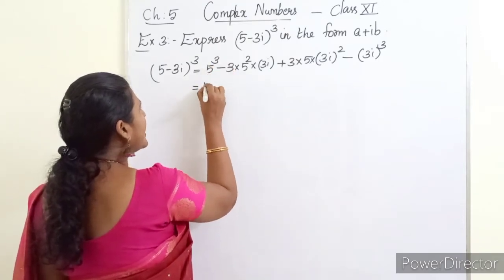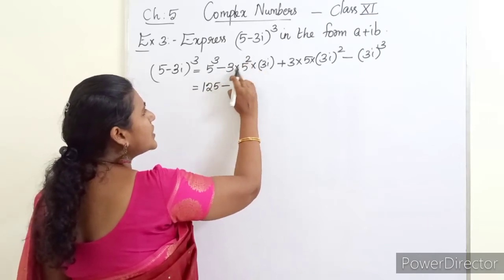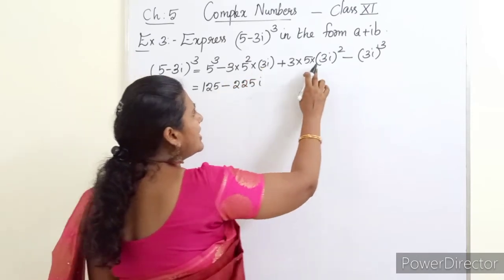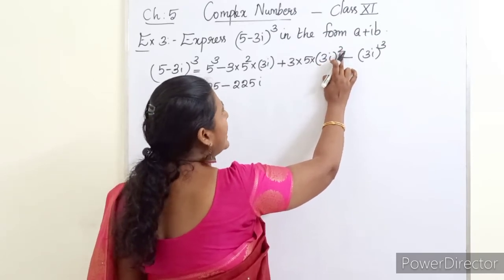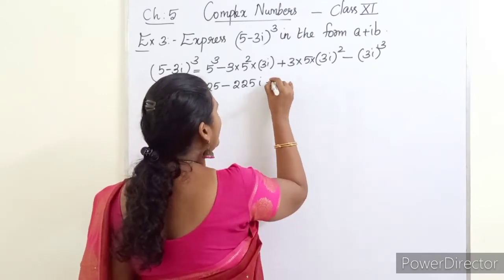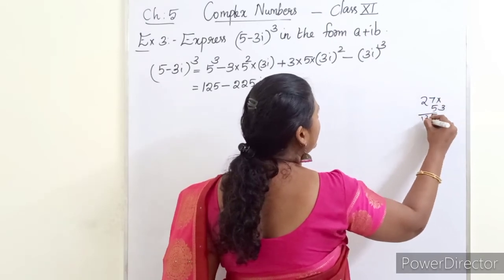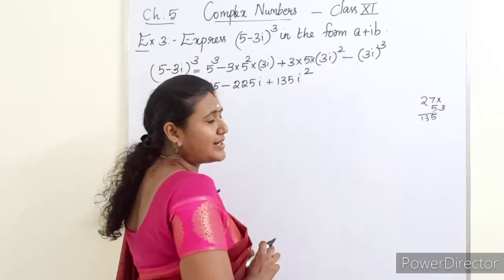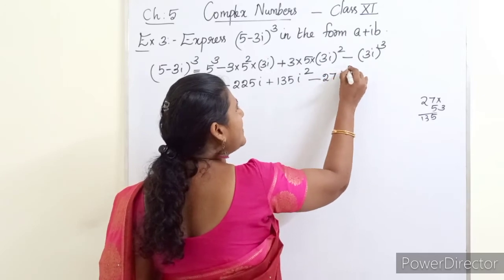Now we will simplify. 5 cube is 125 minus, here we will simplify 25 into 3 into 3, that is 225i. Here 5 into 3 into 9. 3 square is 9, so 9 into 3 is 27. 27 into 5, so we will multiply 27 into 5, that is 135 i square. Here we have the i square term also. Minus 3 cube, 3 cube is 27 i power 3.